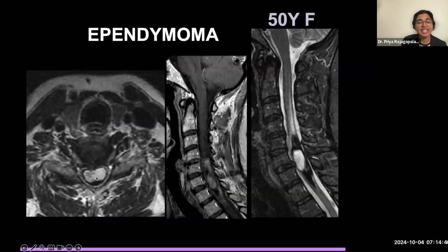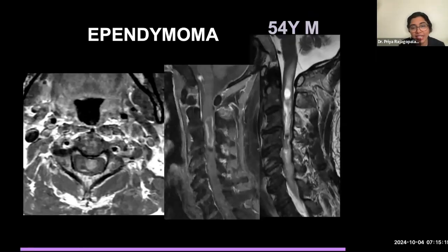And as you can see, this is a cross-sectional view here on the leftmost side. Because the tumor arises from that central canal ependymal lining, it tends to be nice and concentric inside the cord, in the center. So that's a very characteristic feature of an ependymoma. And then, above and below it, there is some edema because it's irritating the adjacent spinal cord. So that's a very nice classic example of an ependymoma.